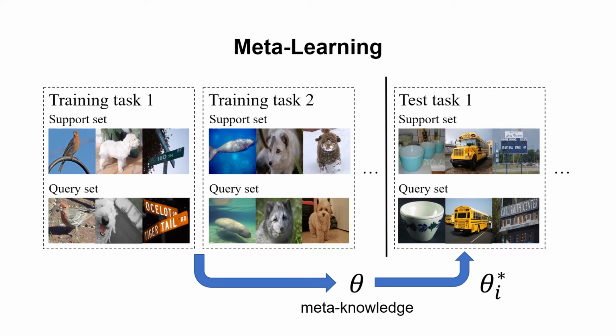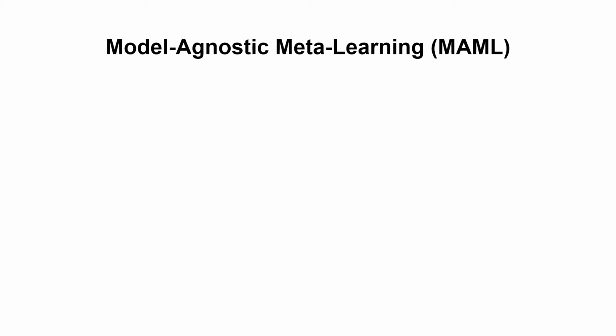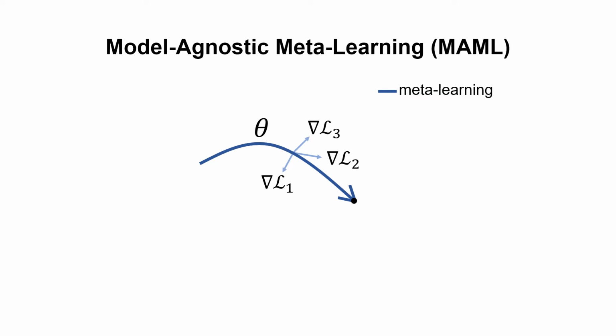Meta-learning can usually be categorized into three types by what to set as the meta-knowledge: metric-based, model-based, and optimization-based. Model-agnostic meta-learning, the most representative optimization-based meta-learning algorithm, sets an initialization theta as the meta-knowledge. From theta, the model can adapt to other novel tasks in only a few steps of adaptation.